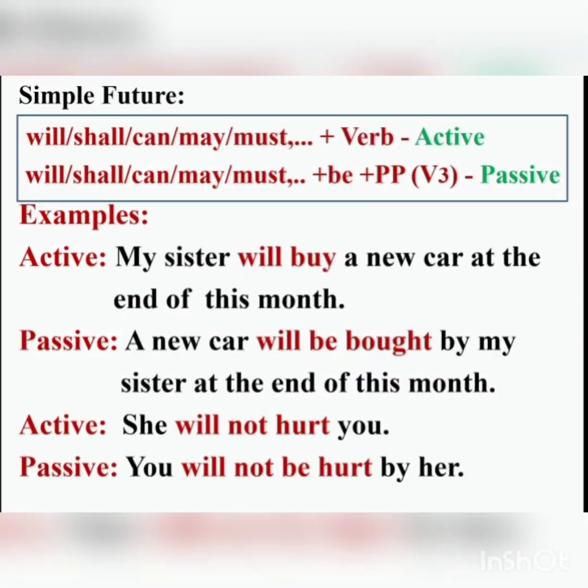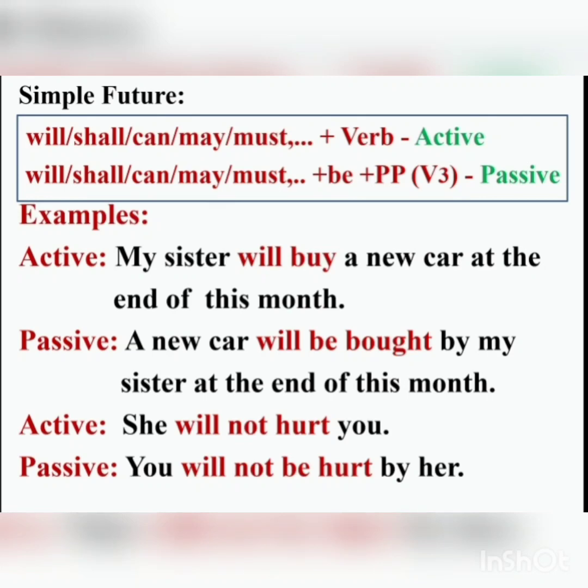Now we are going to learn how to change simple future into active and passive. For simple future, the verb form is will or shall, and modals can also be added, plus verb. For its passive form, we use the same will, shall, can, may, must, whichever auxiliaries we use, and add be plus past participle.